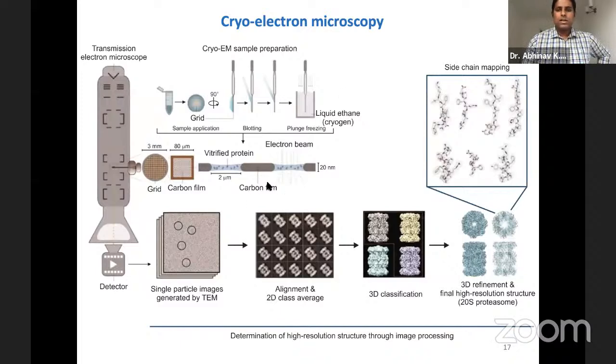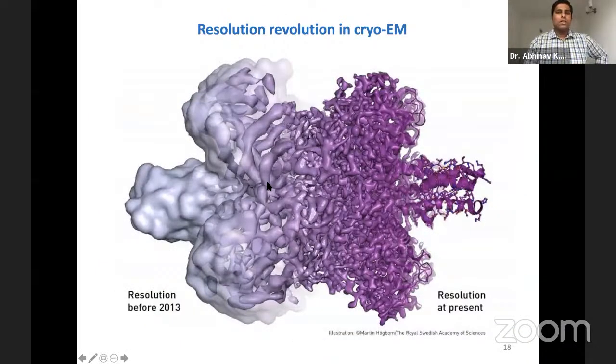So until a few years ago, this technique was still quite difficult to do, because in spite of all the sophistication, you could not reach high resolutions with which you can actually pinpoint the location of the secondary structure elements of the protein and also the overall structure of the molecule.